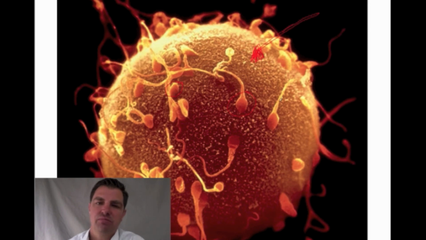Okay, so again, those 2 processes are mitosis, which is used for growth, and meiosis, which is used to make sex cells or gametes.